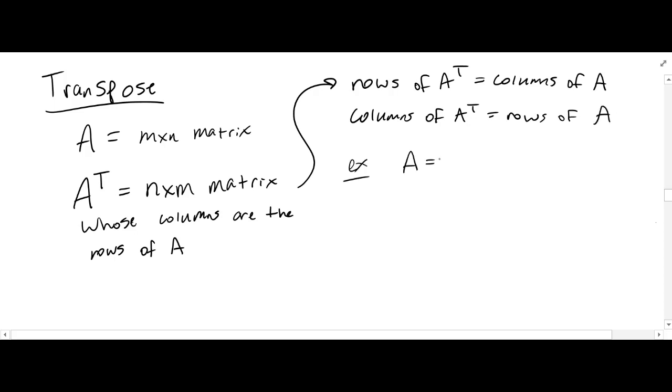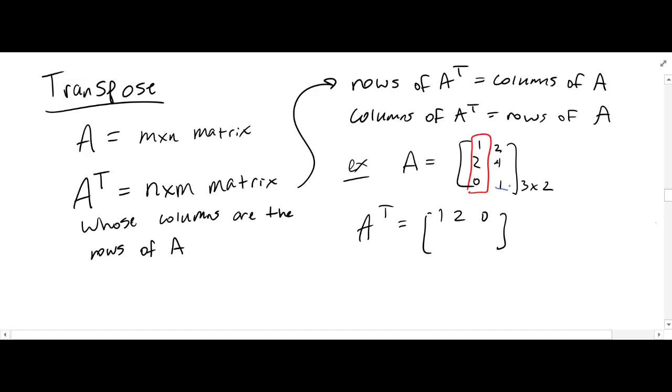So an example would be if A is this matrix, 1, 2, 0, 2, 4, 1, which is a 3 by 2 matrix, then A transpose just takes the first column, 1, 2, 0, and makes it the first row. And then the second column becomes the second row. So 2, 4, 1 for the second row, and that's a 2 by 3 matrix.